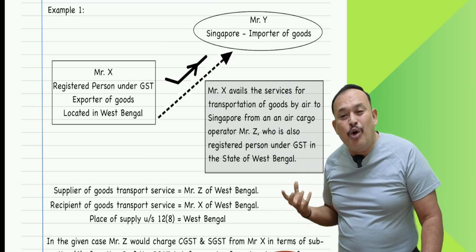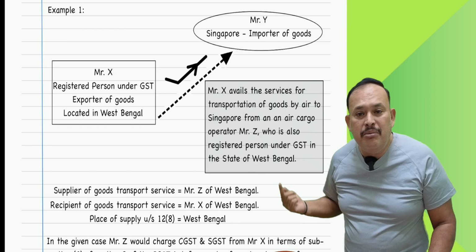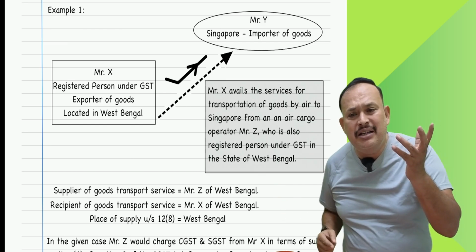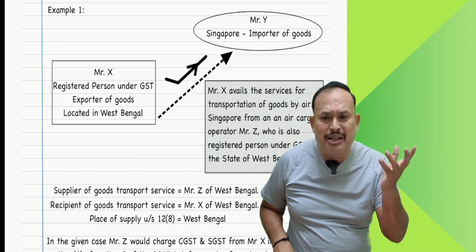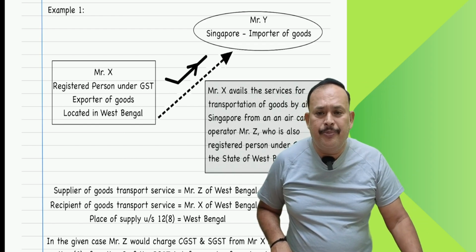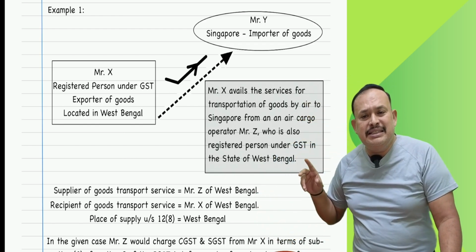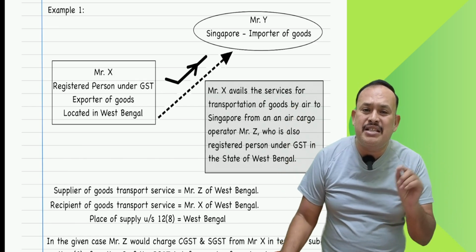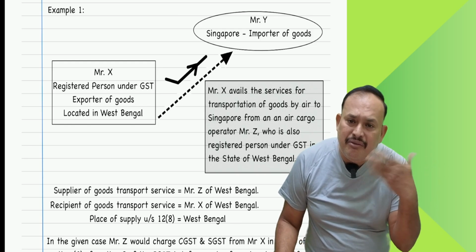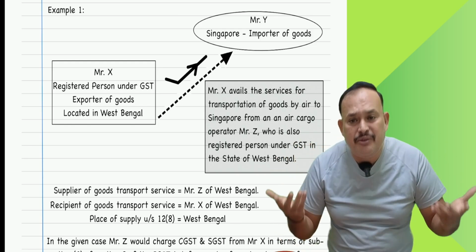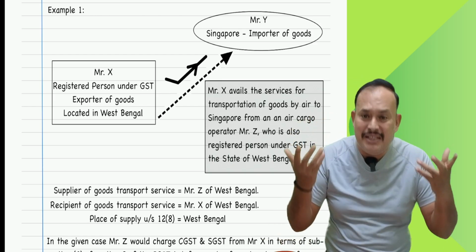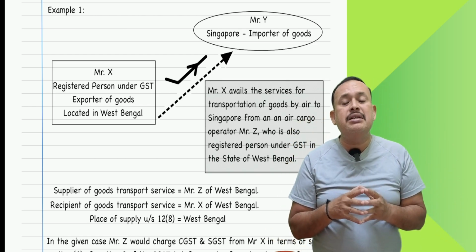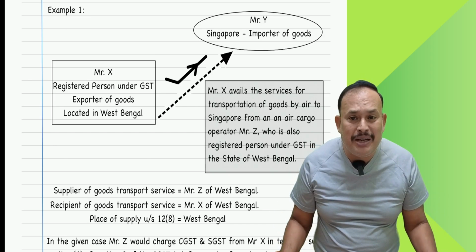The supplier of transportation of goods by air is from West Bengal. He said, I will transport your goods from West Bengal to Singapore. So who is the supplier? Jet, transporting the goods by air. Who is the recipient? X, from West Bengal. Location of supplier of service? West Bengal. Location of recipient of service? West Bengal. In the given case, it is to be referred to section 12.